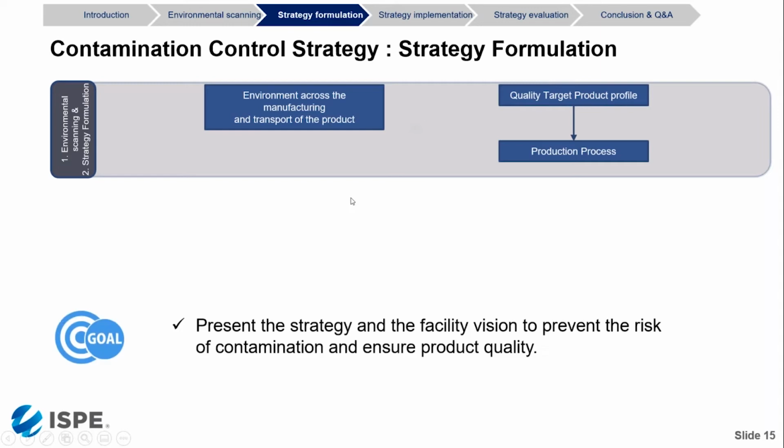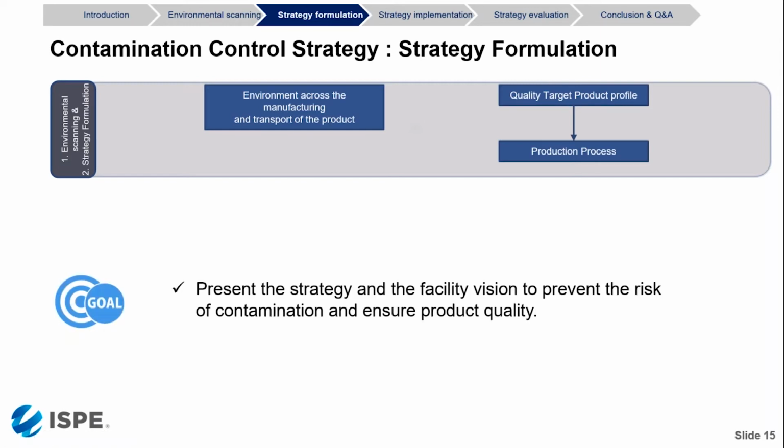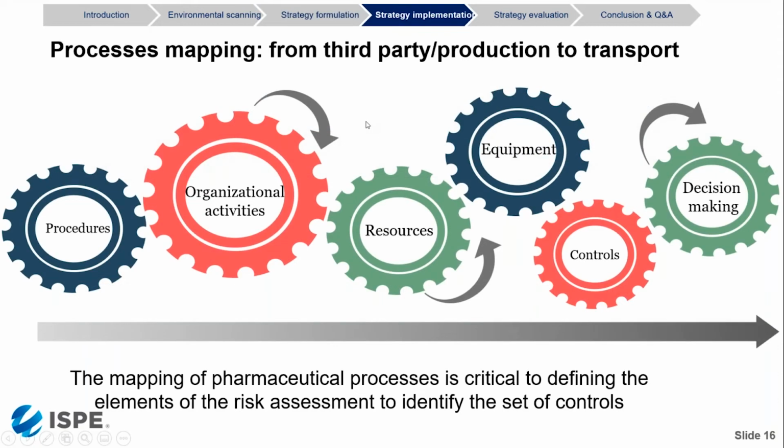So in conclusion, the formulation of the CCS is to be dictated by the quality target product profile, sorry, and the environment where the product is manufactured and transported. The CCS here aims to ensure the process performance and prevent contamination into the product, but also during the production of it. As you can see, formulation of the strategy will be very easy if you have done adequate environmental scanning of your process. This is why there are not a lot of slides on strategy formulation: if you prepare adequately, the implementation goes quickly.